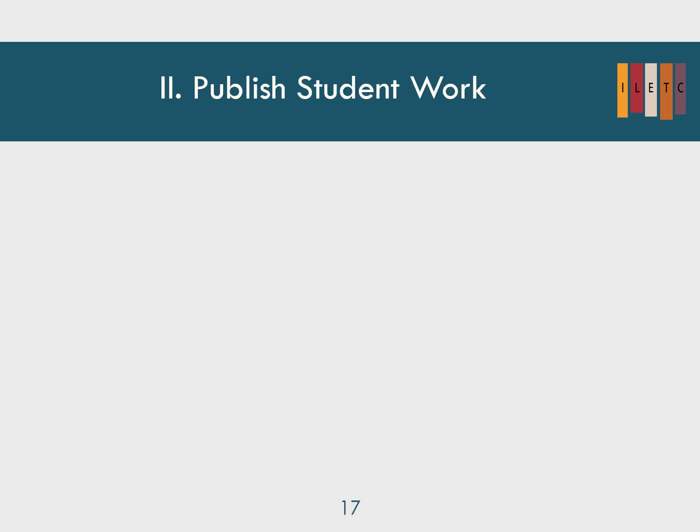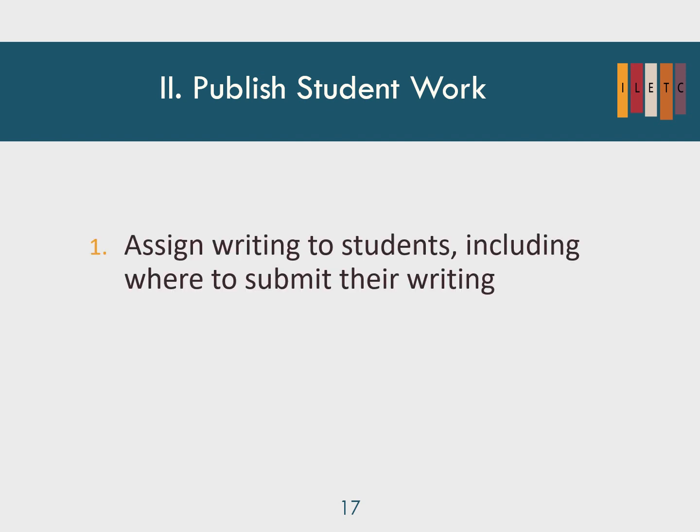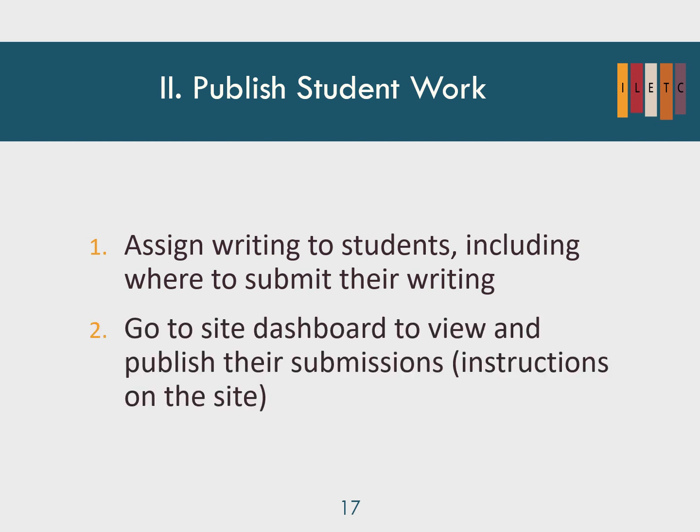For the second part, you'll be publishing students' work in two main steps. Step one is that you'll assign the writing to your students, and that will include telling them where they will submit their writing, which will be on the WeAuthor site. The second step is after they've submitted, which is that you'll go to the site dashboard to view and publish their submissions, and instructions for that are on the website itself.